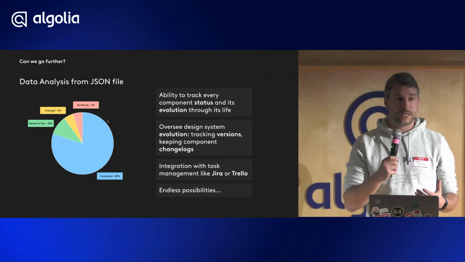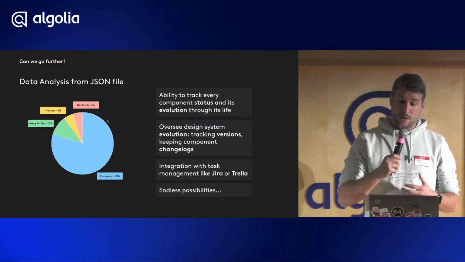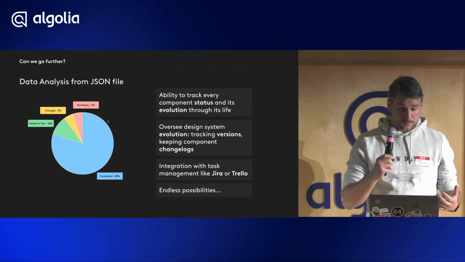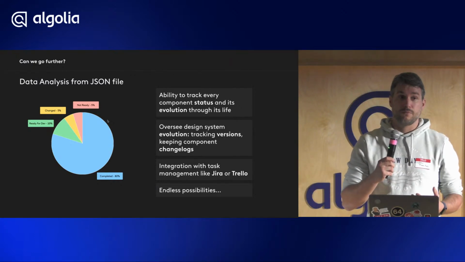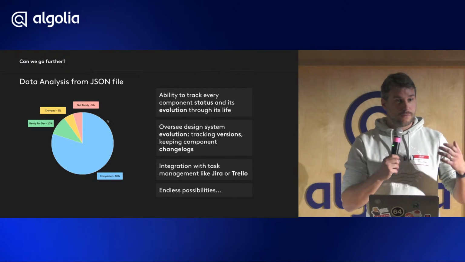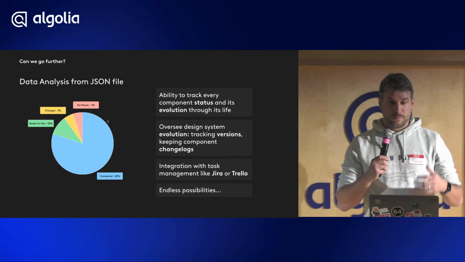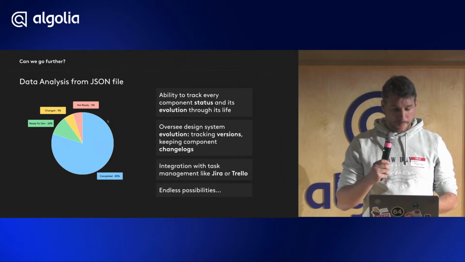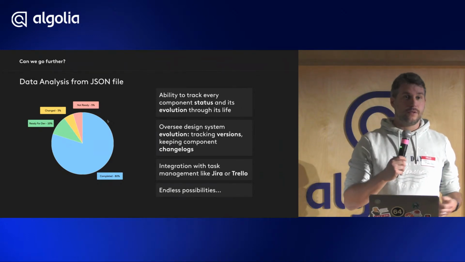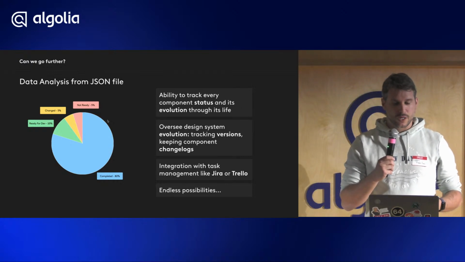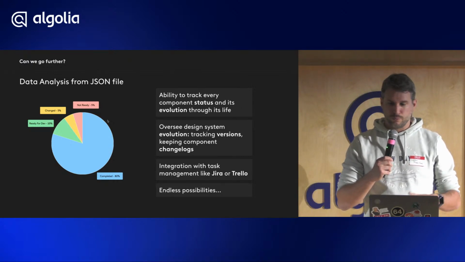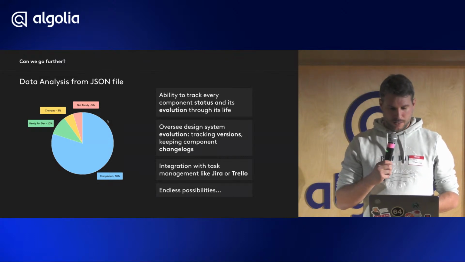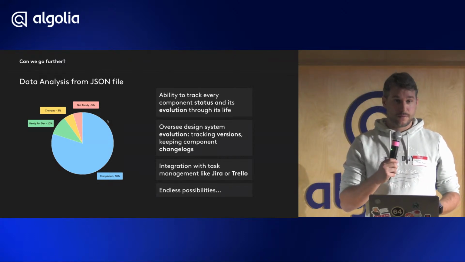Ability to track every state of every component. Oversee design system evolution. Tracking version. We have to keep track of every component changelog. Have a story that displays every change of every component. And of course, in integration with task management, like Jira or Trello, new story, new component, new ticket in Jira. The possibilities are endless.